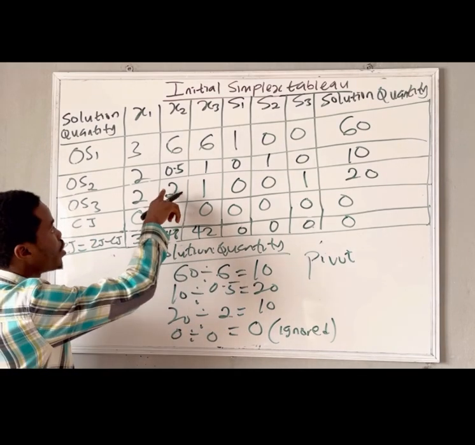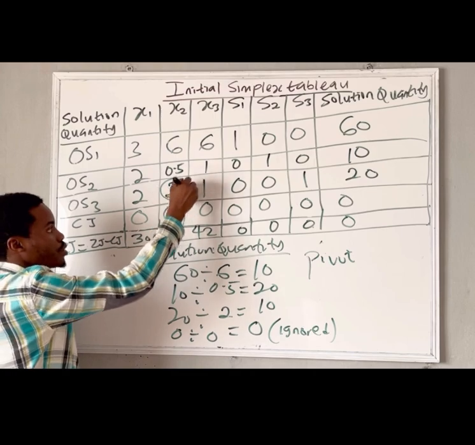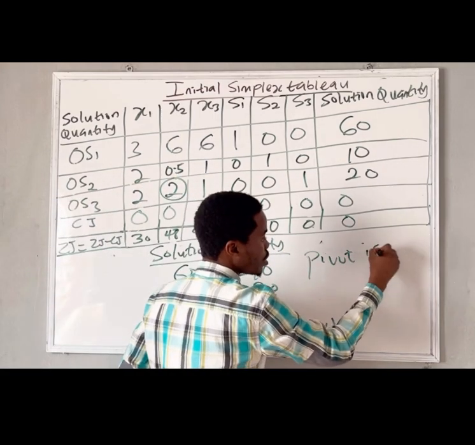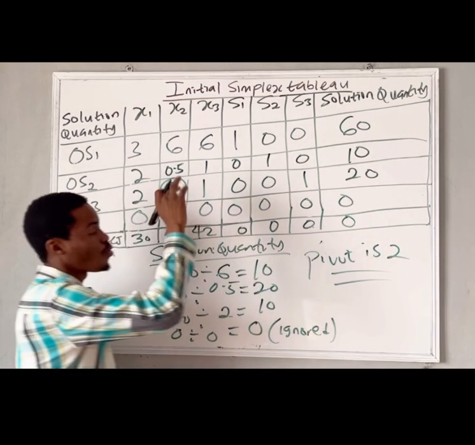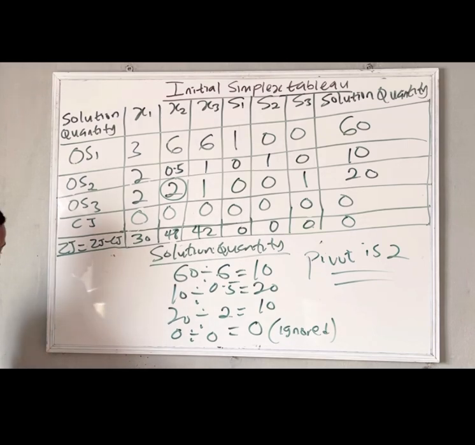So where is our 2? This is 2. I'm going to circle it, that is the pivot. My pivot is 2. So this is how to form the initial simplex table.